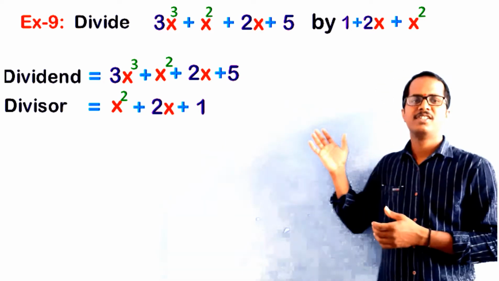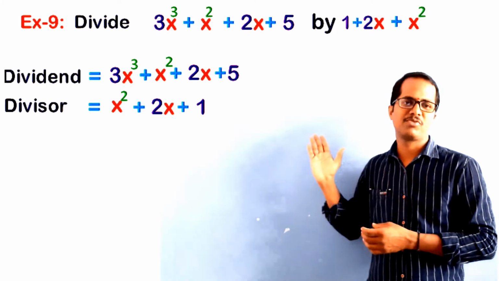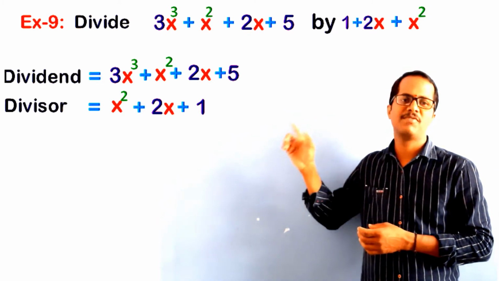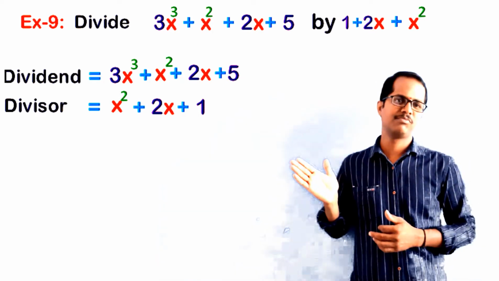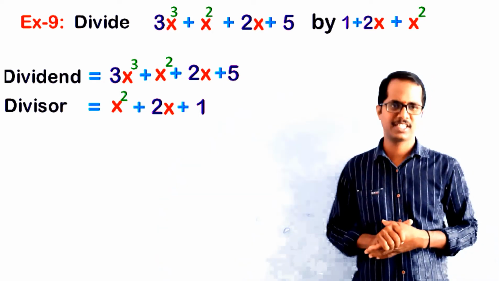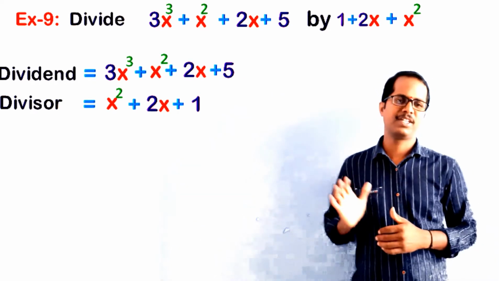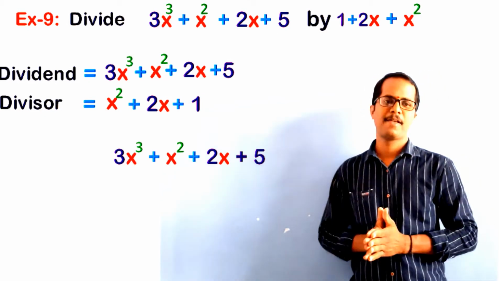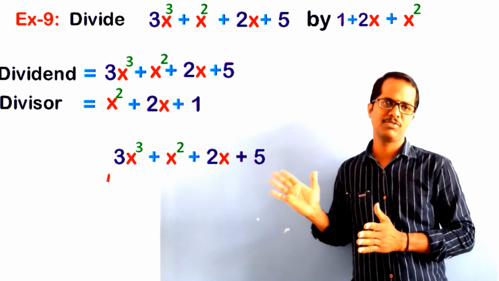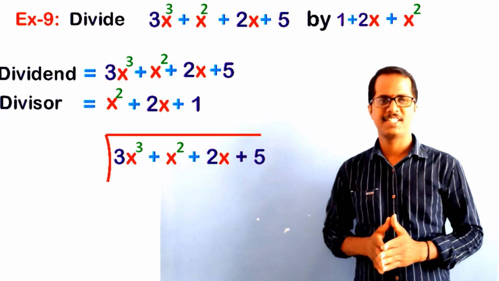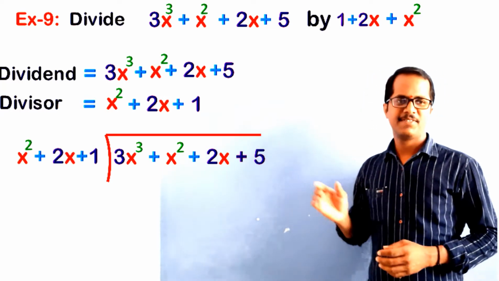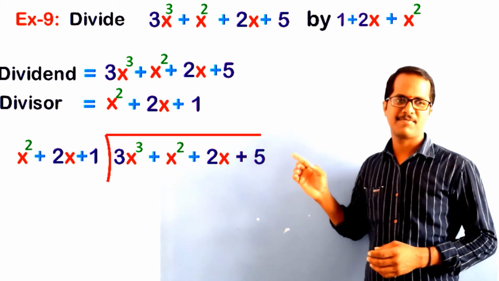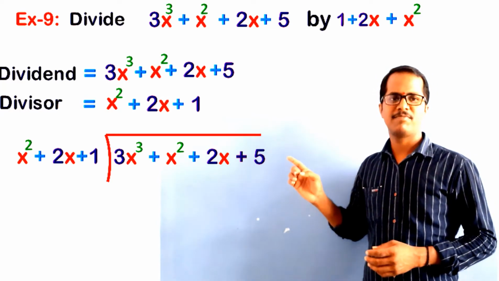So now using the divisor x square plus 2x plus 1, we need to divide the cubic polynomial, that is 3x cube plus x square plus 2x plus 5. So let us carry out the division process. For that, first we need to find out the first term of the quotient. For that, we need to divide the first term of the dividend with the first term of the divisor.